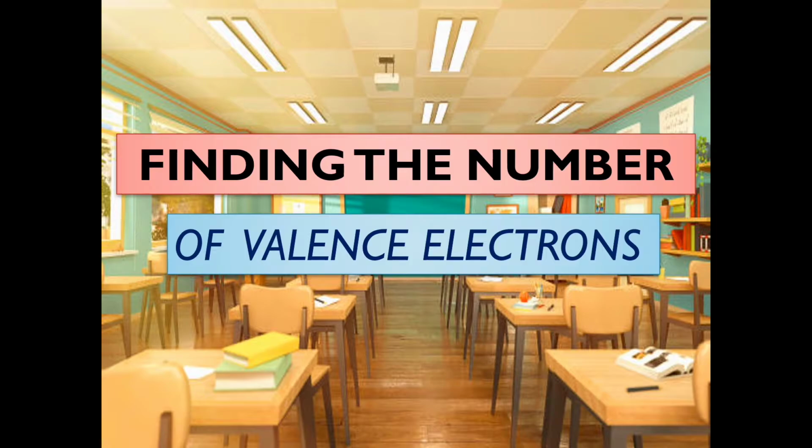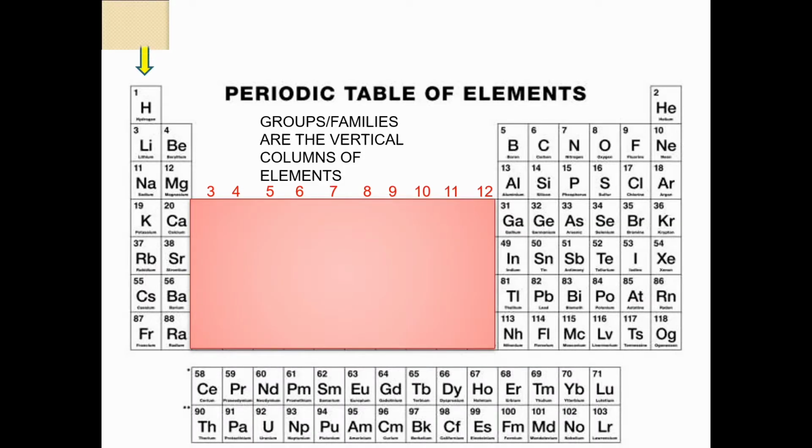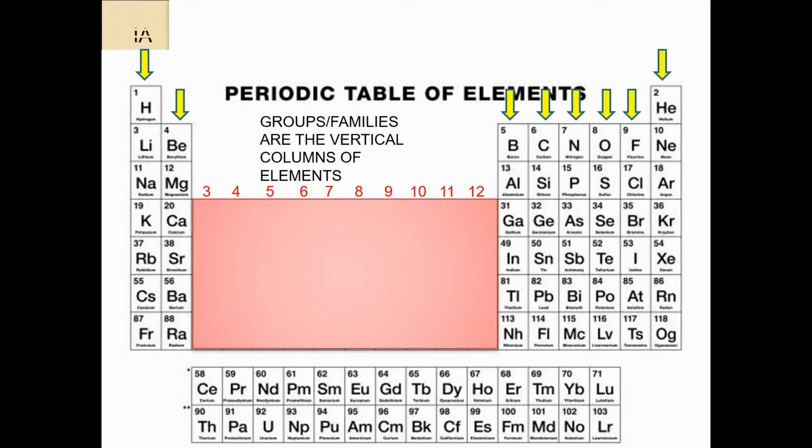In this video we are going to find the valence electrons in the periodic table. Groups or families are the vertical columns in the periodic table. In this way, we are able to determine the valence electrons, with the exception of groups 3 to 12, or the transition metals. In group or family 1A, all the elements have 1 electron.